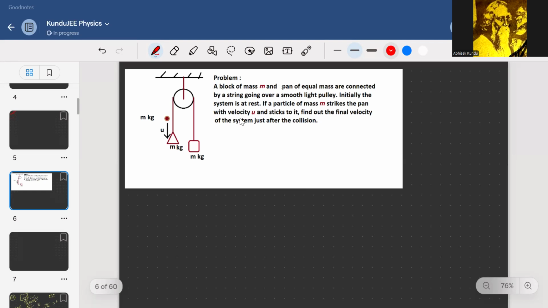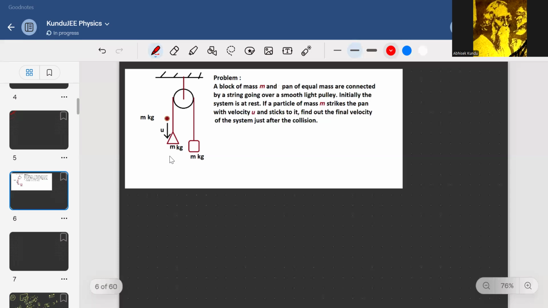We are going to solve it with two approaches. The first approach is a lazy approach. Lazy people do this. So this approach is the collision approach. What is this approach? We'll try to conserve the momentum, initial and final.